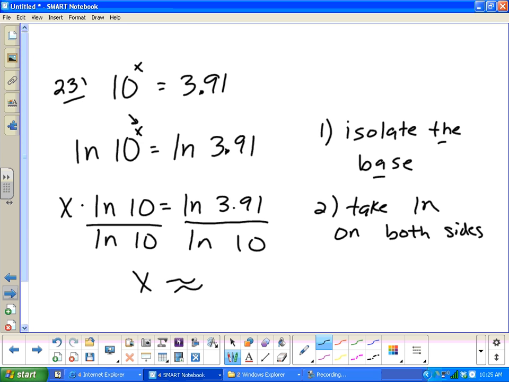Yeah, right under the log button. Pretty convenient. Now, I think you come out with like 0.59. If you don't come up with that, what did you calculate? When it opens up the parenthesis in the calculator like that, you have to be sure to close it. How do we do that? Just punch in natural log 3.91, close parenthesis, and divided by natural log of 10. Close that.